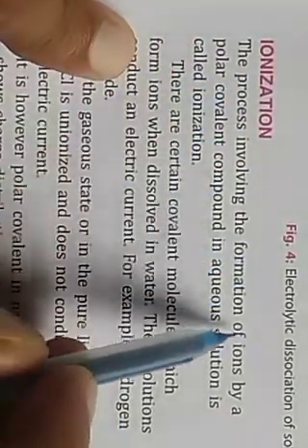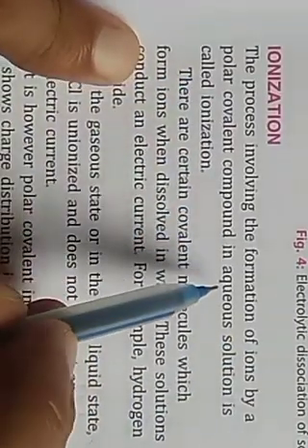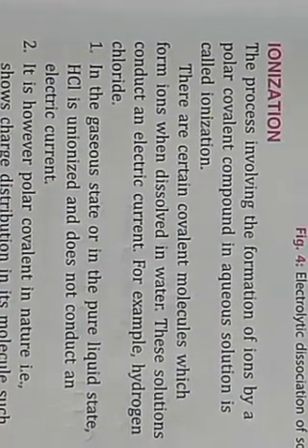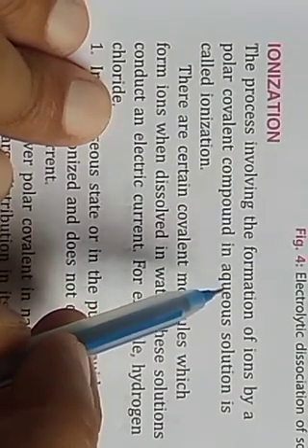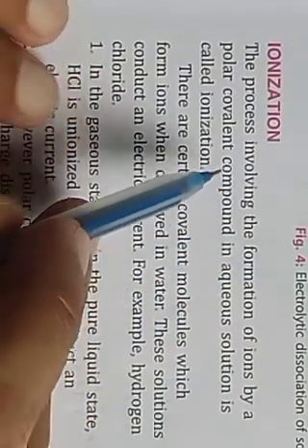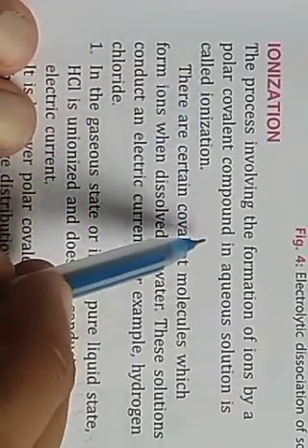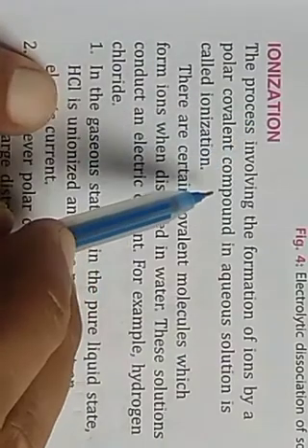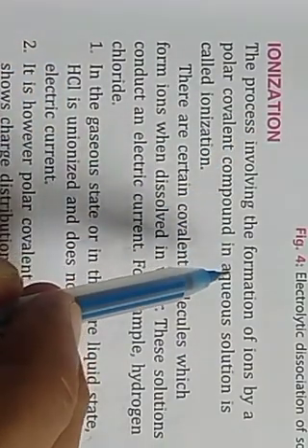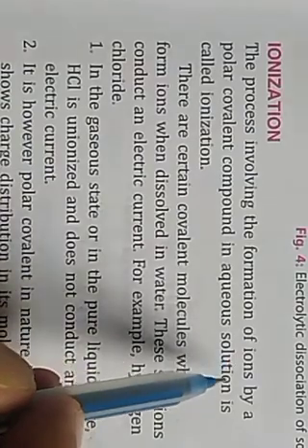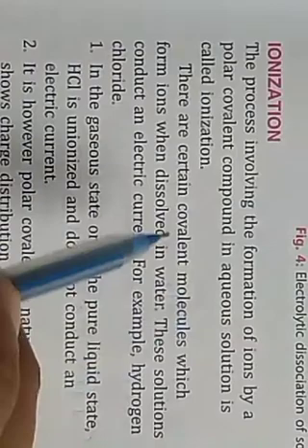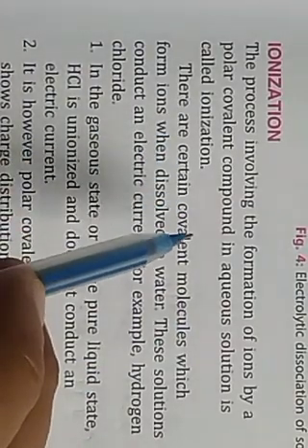Now the next term, ionization. The process involving the formation of ions by a polar covalent compound in aqueous solution is called ionization. Electrolytic dissociation is always in electrovalent compounds, but ionization is always in polar covalent compounds in aqueous solution. So ionization is the process in which ions are formed by a polar covalent compound in aqueous solution.